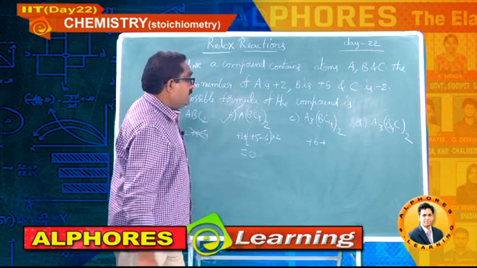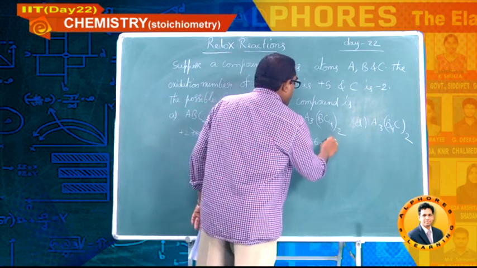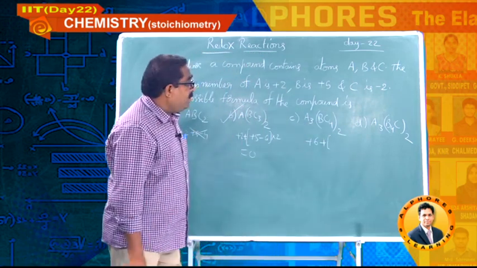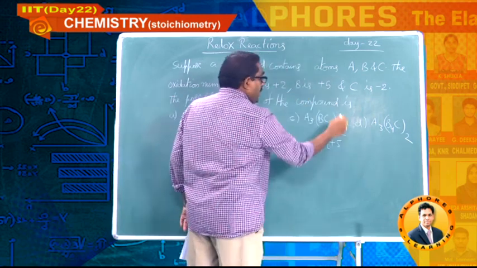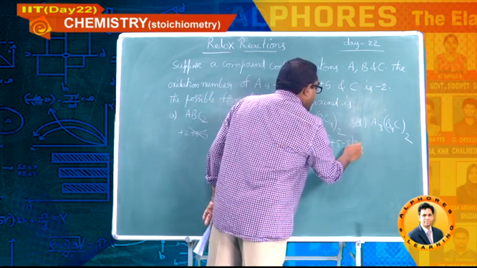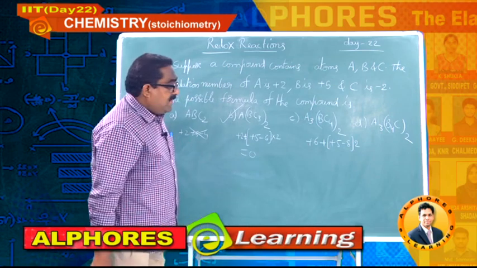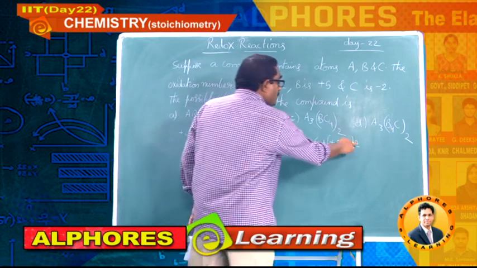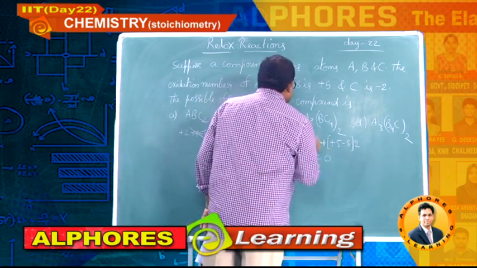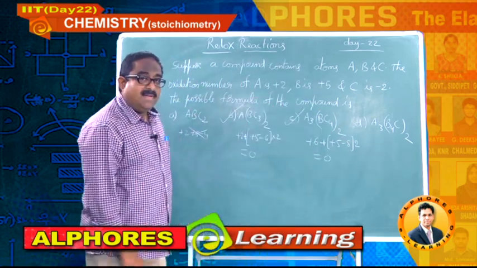Plus 2 plus, right, plus B, C4. B means plus 5, C4 means 4 into minus 2, minus 8, into 2, plus 5 minus 8 minus 3, minus 3 into 2, minus 6 plus 6 equal to 0. So, this is also the answer.